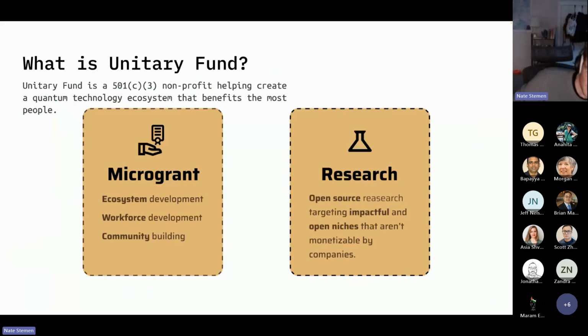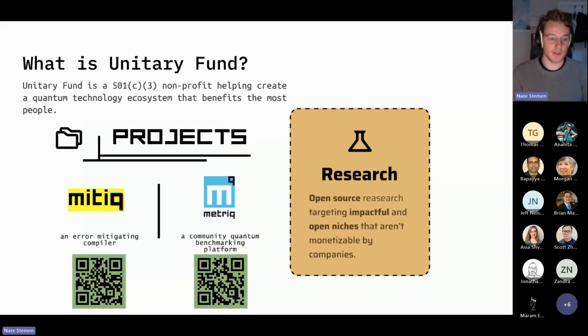Unitary Fund is actually a nonprofit, and our mission is to create a quantum technology ecosystem that benefits the most people. We recognize that technology as an industry and as an organization has had its faults along the way, and so we want to make sure that we can steer clear of some of those faults with quantum computation moving forward. We have two pillars that we rely on at Unitary Fund. One, we run a micro grant program, and two, we do some of our own research.